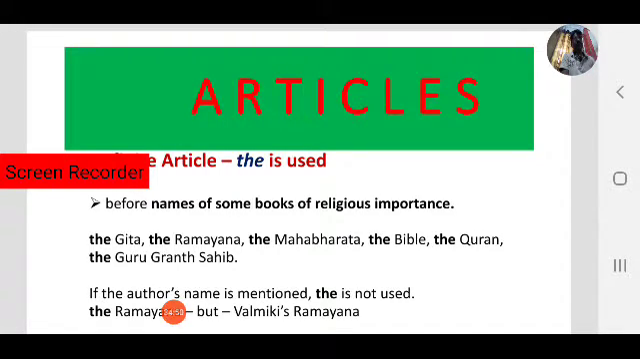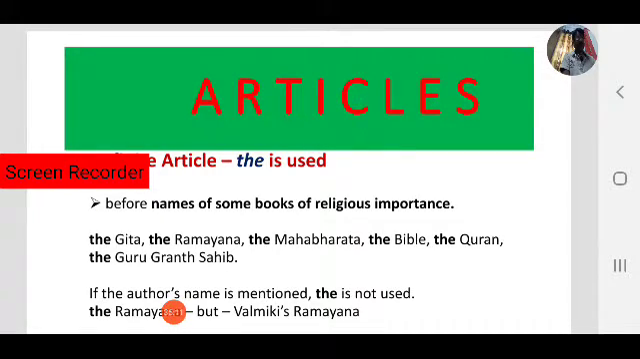If you want to use the writer's name with the Ramayana, say Valmiki's Ramayana, and never use "the" before it. Only mention Valmiki's Ramayana, not the Valmiki's Ramayana. Okay, right? The Ramayana, but not Valmiki's, not the Valmiki's Ramayana.